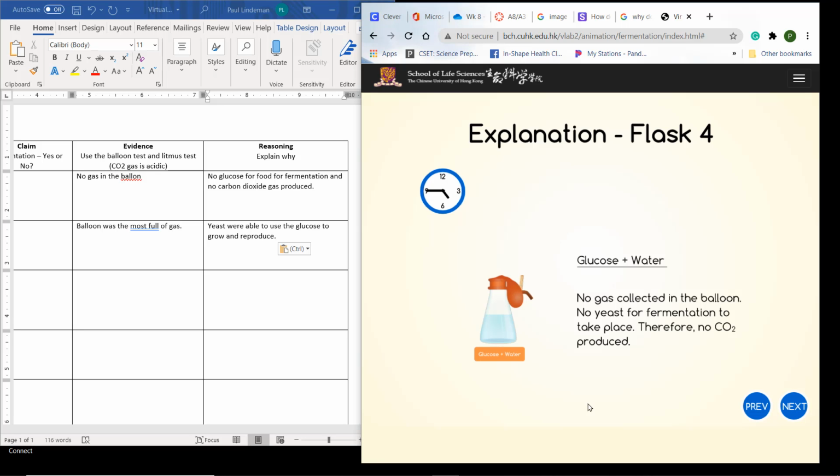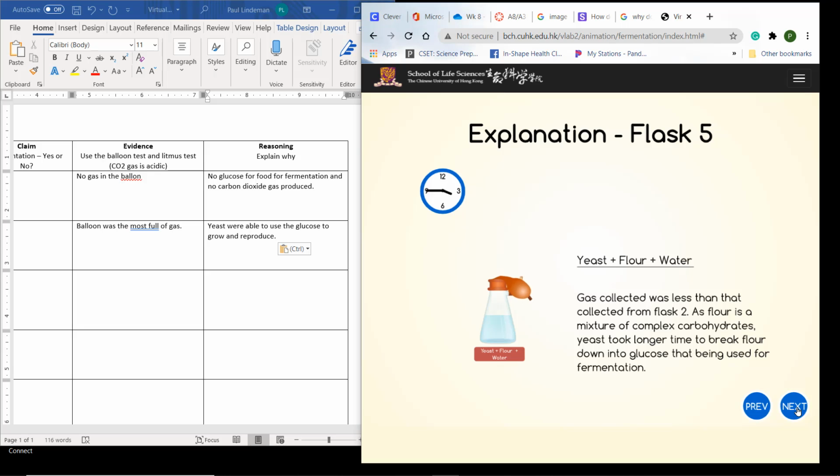In flask 4 we had glucose and water, and with just glucose and water, right, no balloon was made. And again, this is a nice control to make sure that it wasn't the glucose that was making the balloon expand, that it was the yeast. So here, no yeast to break down the glucose. So no gas was collected in the balloon. That was our evidence. And the reason is no yeast for fermentation to take place. So no gas was produced.